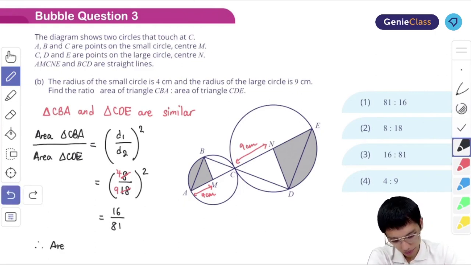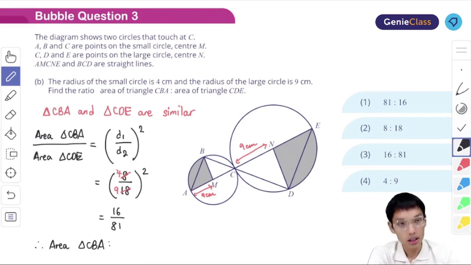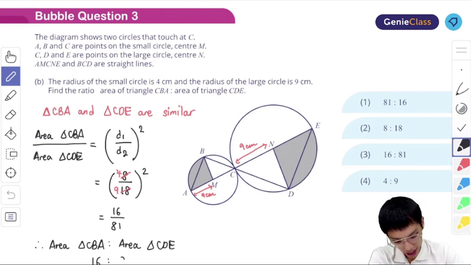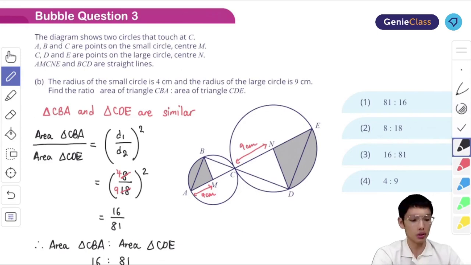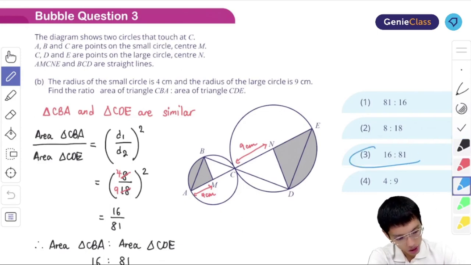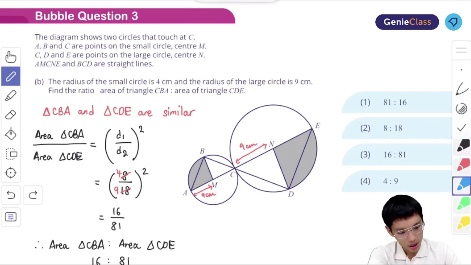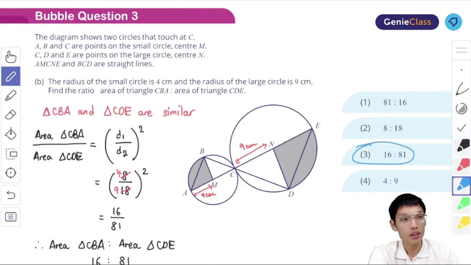Area of CBA, it's with the ratio to area of CDE is 16:81. So very important note over here, and that's why number 3 is my answer. Alright, very important note. Alright, so I hope you all got this down perfectly.